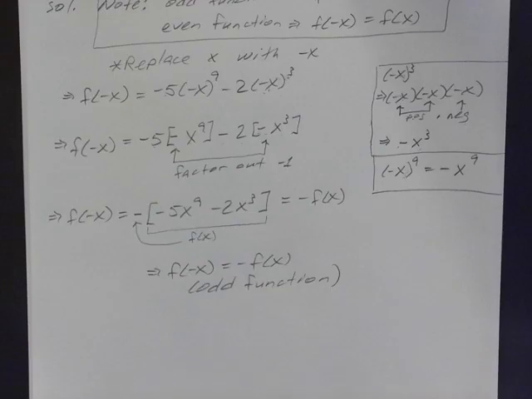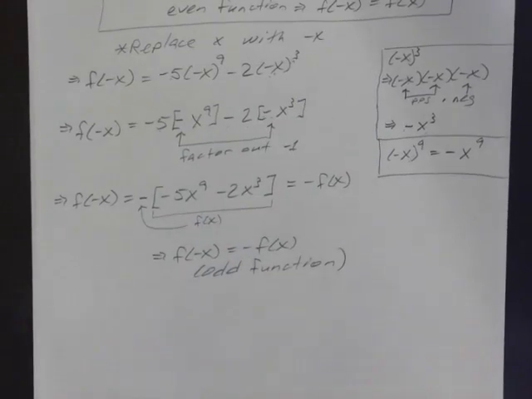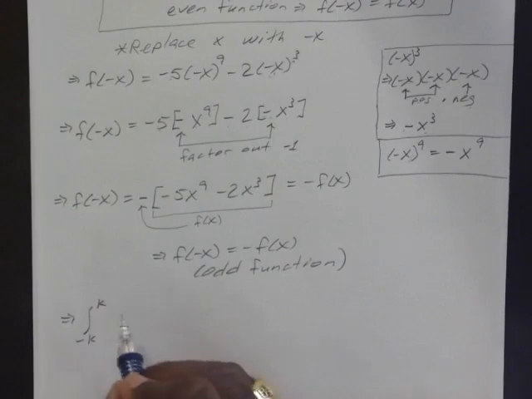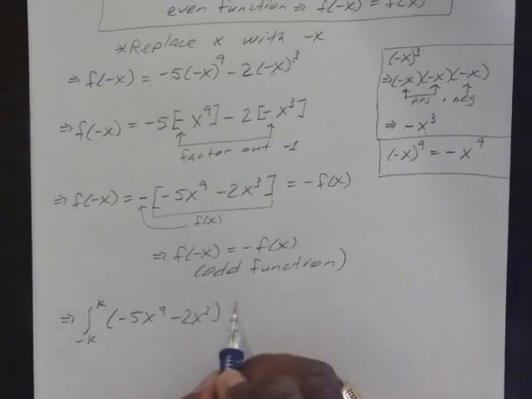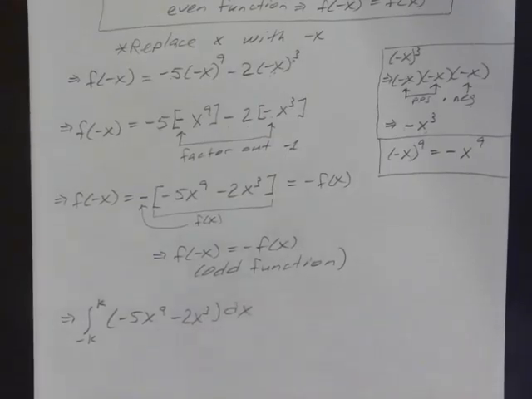So since it is an odd function, we know that if we rewrite it, the integral from negative k to k of negative 5x to the 9th power minus 2x to the 3rd power with respect to x is actually just going to equal 0. All right, any questions on that one?